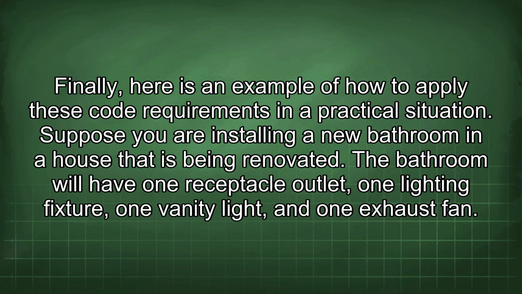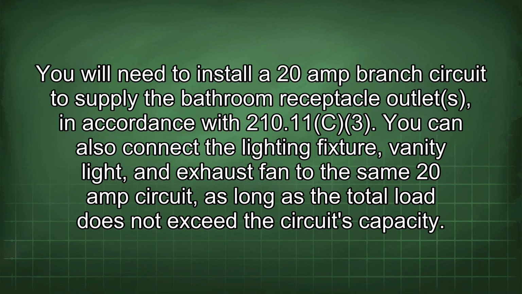Finally, here is an example of how to apply these code requirements in a practical situation. Suppose you are installing a new bathroom in a house that is being renovated. The bathroom will have one receptacle outlet, one lighting fixture, one vanity light, and one exhaust fan. You will need to install a 20 amp branch circuit to supply the bathroom receptacle outlets in accordance with 210.11(C)(3). You can also connect the lighting fixture, vanity light, and exhaust fan to the same 20 amp circuit, as long as the total load does not exceed the circuit's capacity.